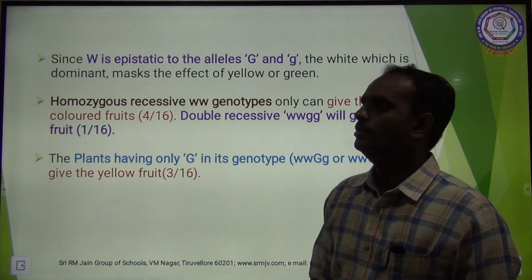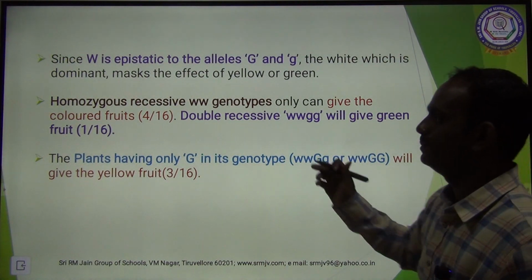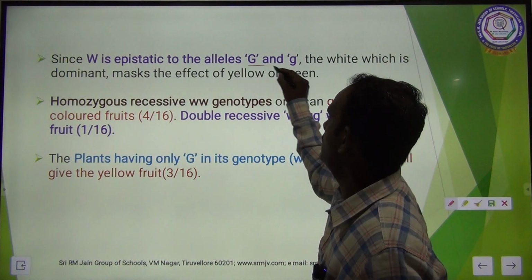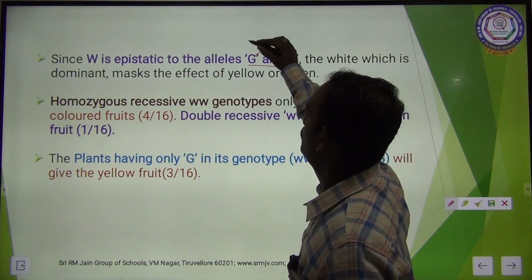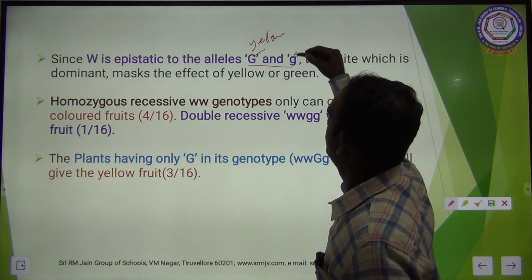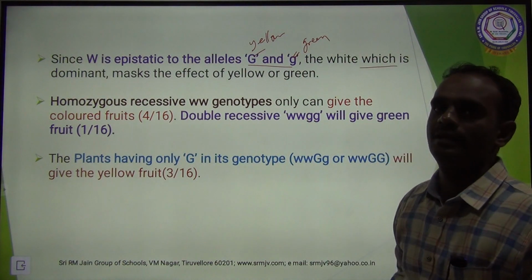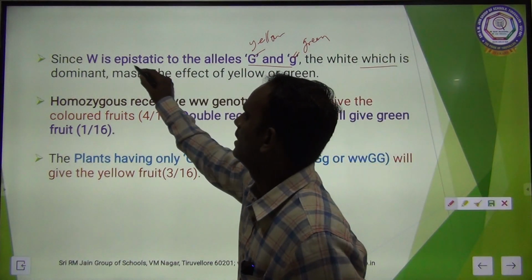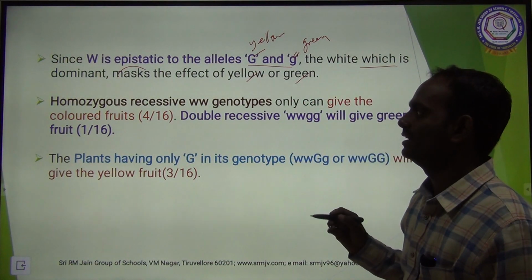Since W is epistatic, capital W, the dominant allele, is epistatic to the alleles G, capital G and small g. Capital G is nothing but yellow fruit, and small g is green fruit. The white, which is dominant, masks or suppresses the effect of yellow or green.